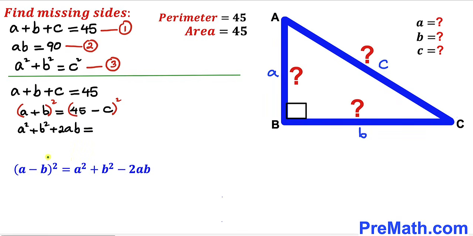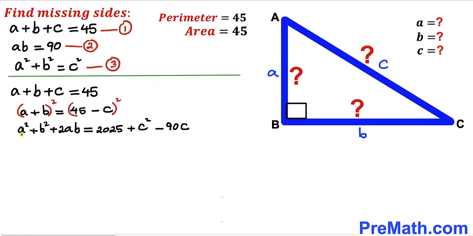and now let's recall another famous identity: a minus b whole square can be written as a square plus b square minus 2 times ab, and we are going to apply it on the right hand side of this equation. So therefore this is going to become 25 plus c square minus 90 times c.